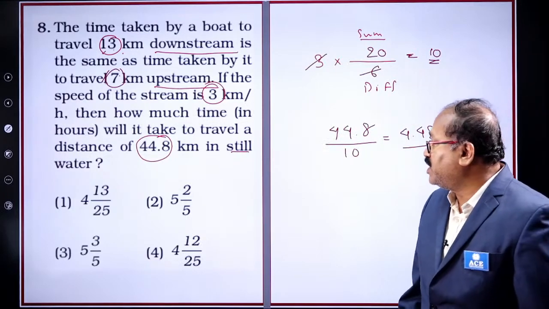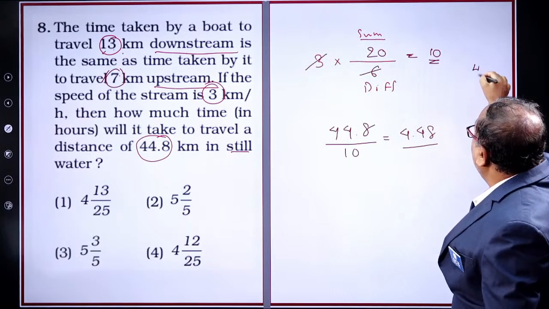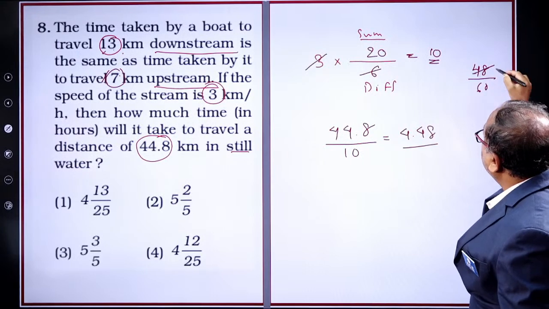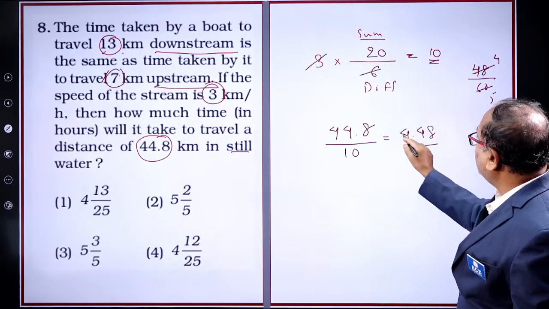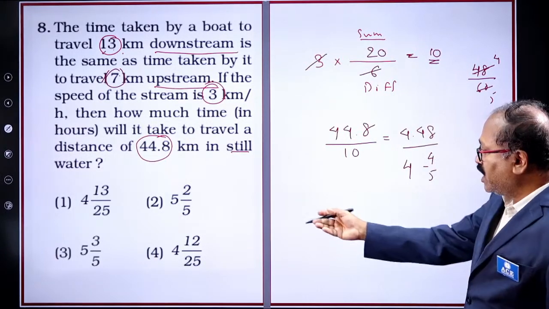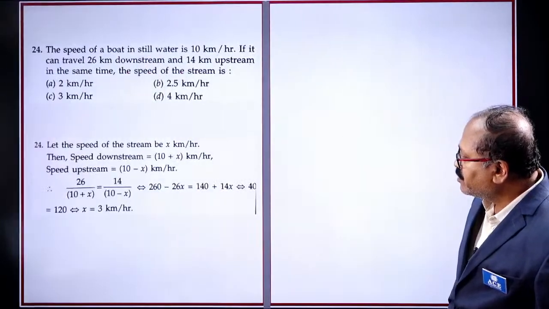So do we have any 4.48? This .48 can be written as 48 by 60. This gets cancelled with 12, 4 times and 12, 5 times. So my answer should be 4 by 5. Do we have anywhere the answer 4 by 5? 1 minute.